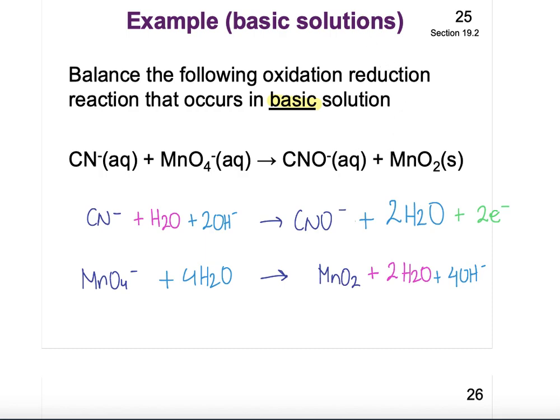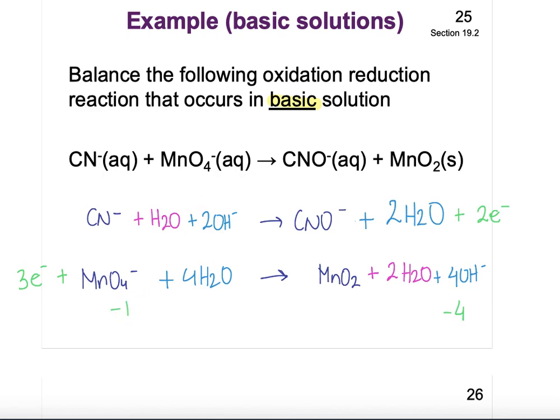Okay, on the bottom we do the same thing. We count our charges. I have here a -1 charge. And on the right-hand side, I have a total of 4 negative charges. So I'm going to add electrons to the more positive side, which is this guy. And how many electrons do I add? I add 3 electrons to make it be the same as that on the right-hand side. I have a total of -4 charges now and -4 charges, and I am good. I can delete my accounting.